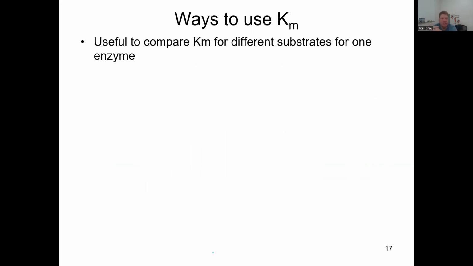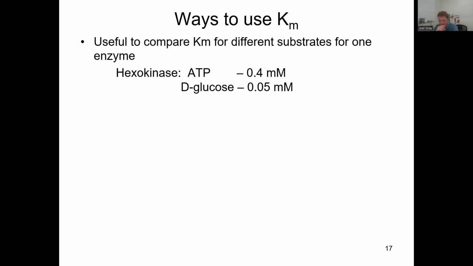Now, ways that you can use Km. You can compare the Km for different substrates for one enzyme. An example of that would be the enzyme hexokinase. Hexokinase is an enzyme that takes two things, ATP and glucose, and it is a transferase, a sugar kinase. What it makes are ADP and glucose 6-phosphate. So this is an enzyme that will catalyze this reaction.